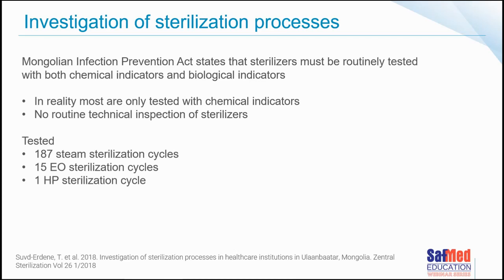At the end of the day, they then tested 187 steam sterilization cycles, 15 EO cycles, and 1 hydrogen peroxide-based sterilization cycle. So they placed biological indicators into loads 187 times, as you can see, 15 times in EO and once in hydrogen peroxide.